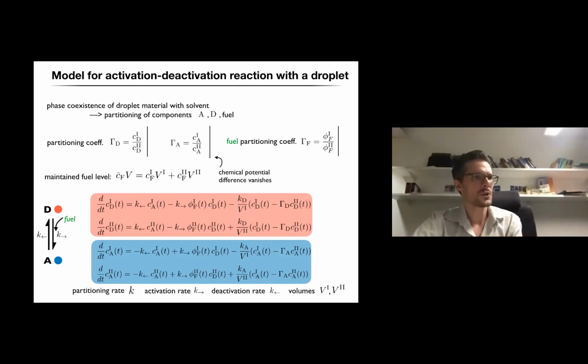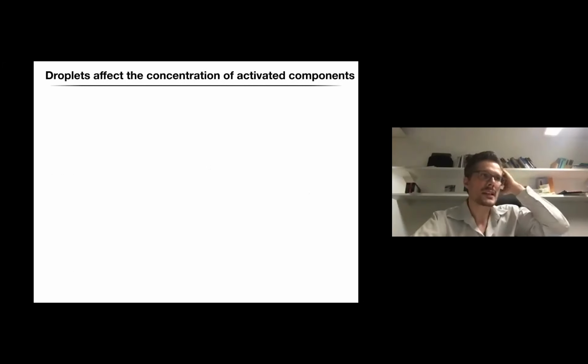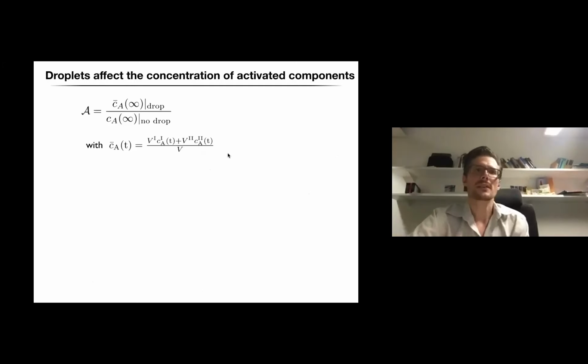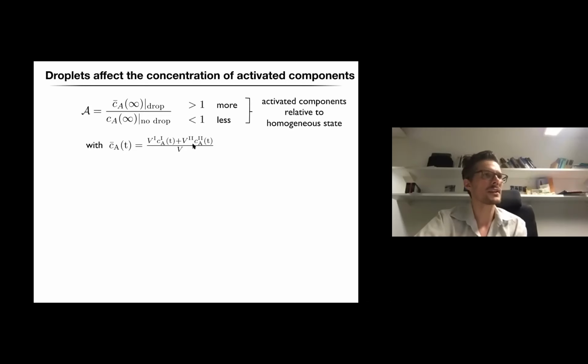Okay, so what do we get? First, we have to ask a question. Now we can solve those equations. Actually, they are pretty simple, easy to solve. We can even get analytic results for this. The simplest question I ask here is, let's say we just look at the activated component because it sounds fancier than the deactivated one. How does the average concentration at large timescales, so I look at a stationary state, with drops compare to the concentration without drops? I just define a simple quantity, okay? If this quantity is larger than 1, then I have more activated components compared to the case without drops, and otherwise I have less, okay?